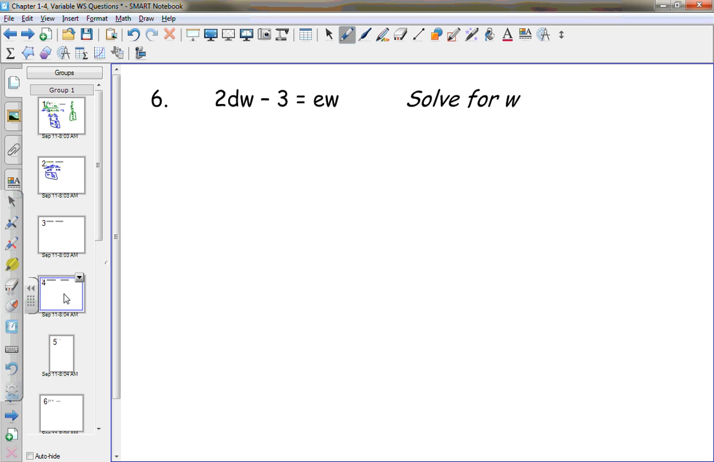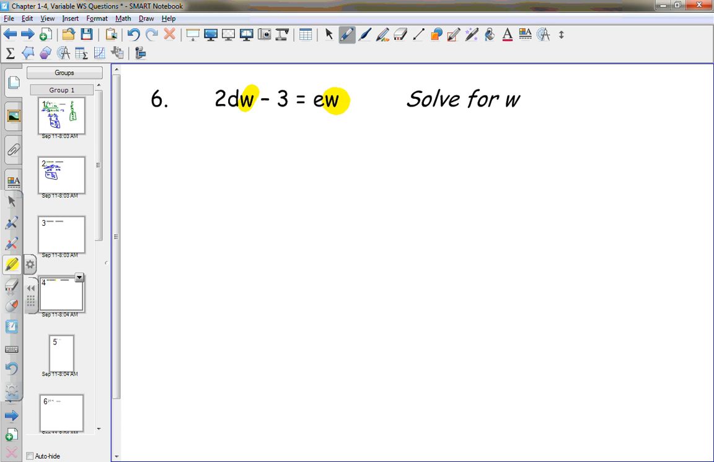Next, number 6. Isn't number 6 very similar to number 4? What am I solving for? I'm solving for W. So what's the difference here between the last problem and this problem? It's on the opposite side. So how do I go about putting them on the same side?